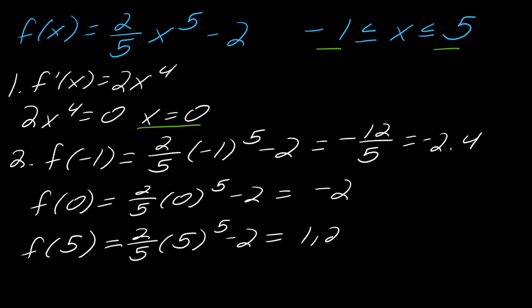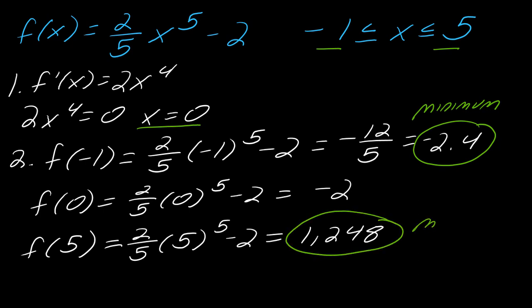And this comes out to 1,248. Okay, so in looking at this, this is actually all you have to do when you have a closed interval to figure out the extreme values. So looking at this, which one is the smallest value? This one here. This is my minimum. And then for my other one, this is my largest one, right? So this is my maximum.